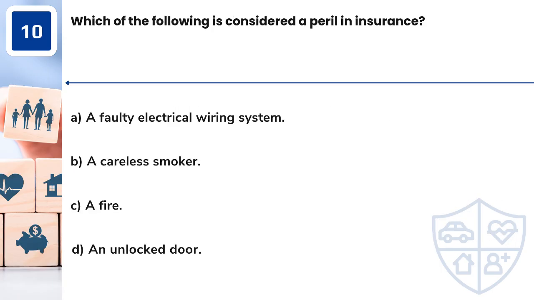Question 10. Which of the following is considered a peril in insurance? A. A faulty electrical wiring system. B. A careless smoker. C. A fire. D. An unlocked door.